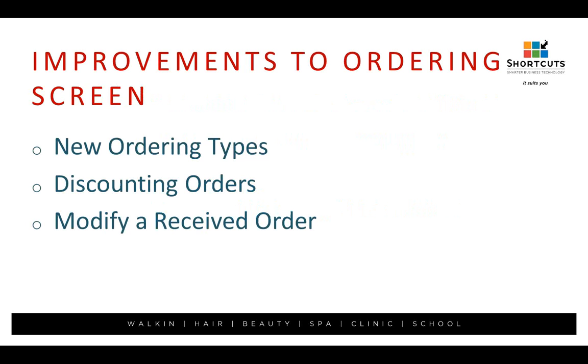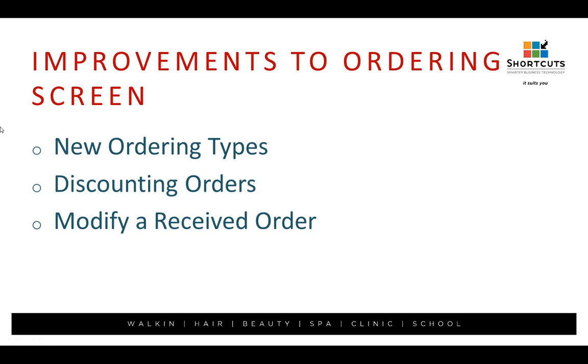All right, so the improvements to the ordering screen. So again, some dot points on the items that we want to focus on. So there are new ordering types in the ordering screen. Before it was just one kind of order. Now you can actually specify whether it's a retail order, a professional order, or maybe a promotional order.